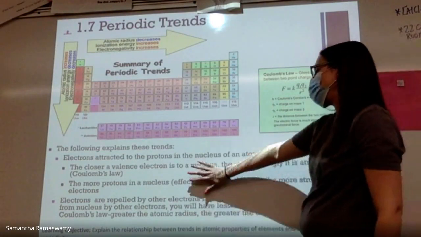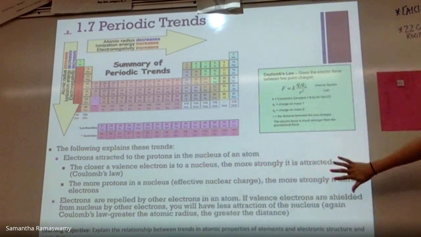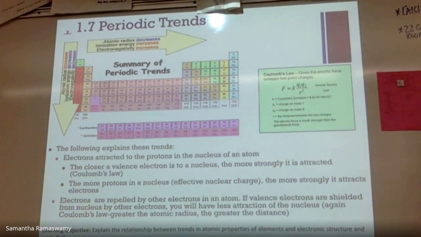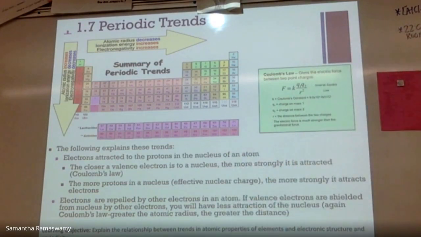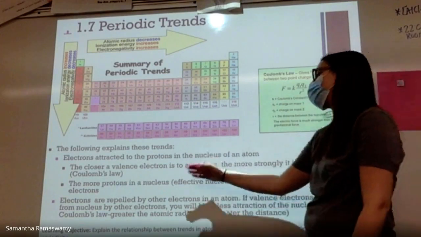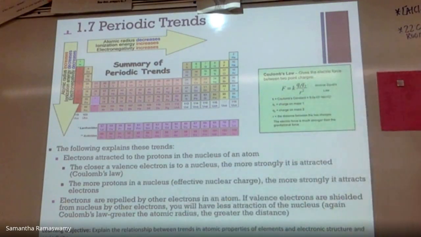When you explain these trends, notice this is the exact same thing that I had on the slide before. Talk about the attraction between the protons and the valence electrons. The closer a valence electron is to the nucleus, the more strongly it's attracted. And so that's distance. The more protons in the nucleus, that's effective nuclear charge. The more protons in the nucleus, the more strongly it's attracted.